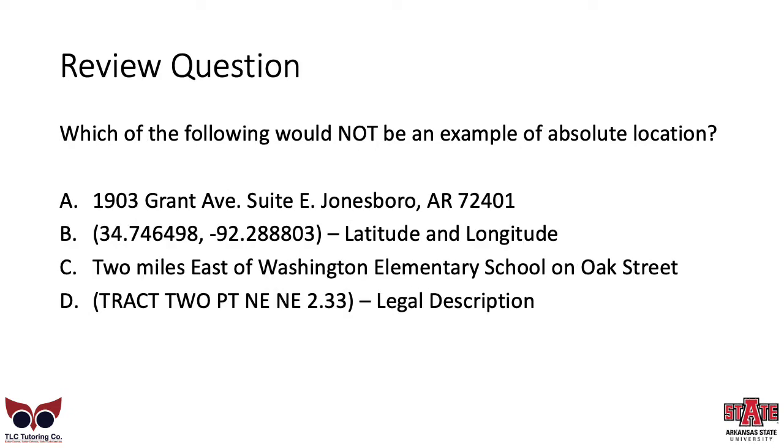Review question. Which of the following would not be an example of an absolute location? A: 1903 Grant Avenue, Suite E, Jonesboro, Arkansas, zip code 72401. B: 34.746498 by -92.288803. This is a latitude and longitude. C: 2 miles east of Washington Elementary School on Oak Street. D: Tract 2, point northeast by northeast 2.33. This is a legal description.